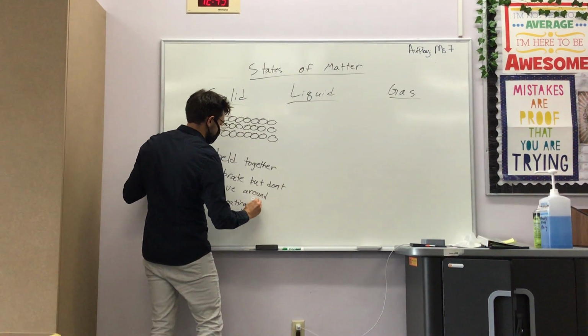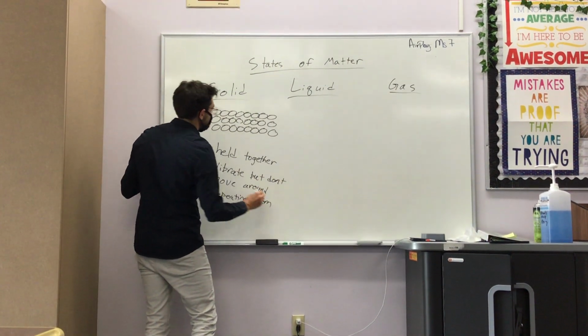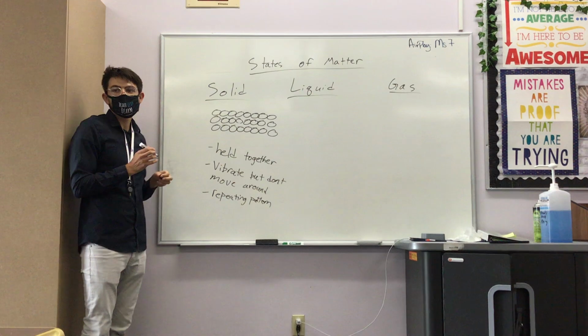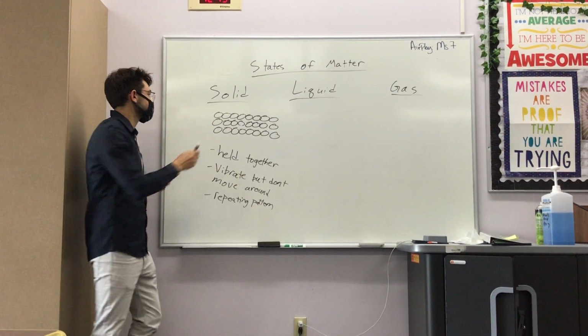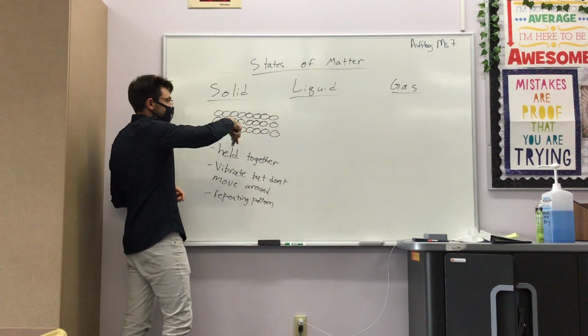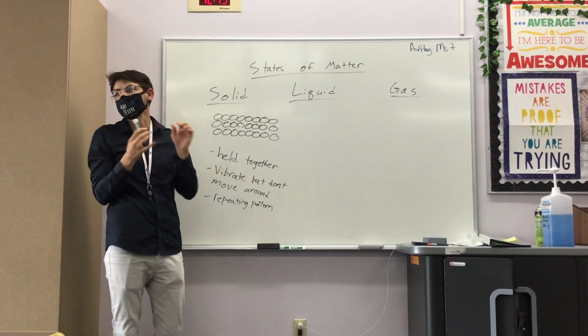So you can see here, what's the pattern look like on this solid? A bunch of dotted lines. Yeah, so it's a line this way, a line that way, a line up and down. It's a nice repeating pattern, okay?